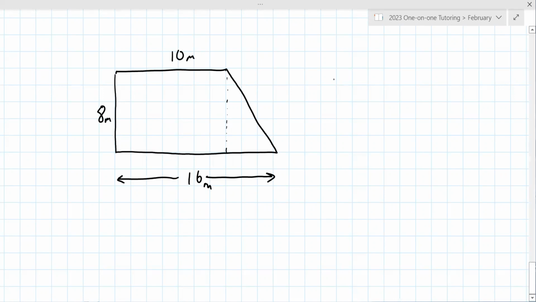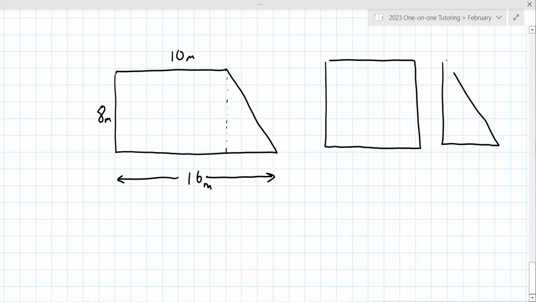8 times 10 is 80. What would you do? So sometimes it's good to draw the 2 shapes separately. And like you just said, it's 8 and 10. And the height of the triangle is 8, but what is the base of the triangle? It's going to be 6.